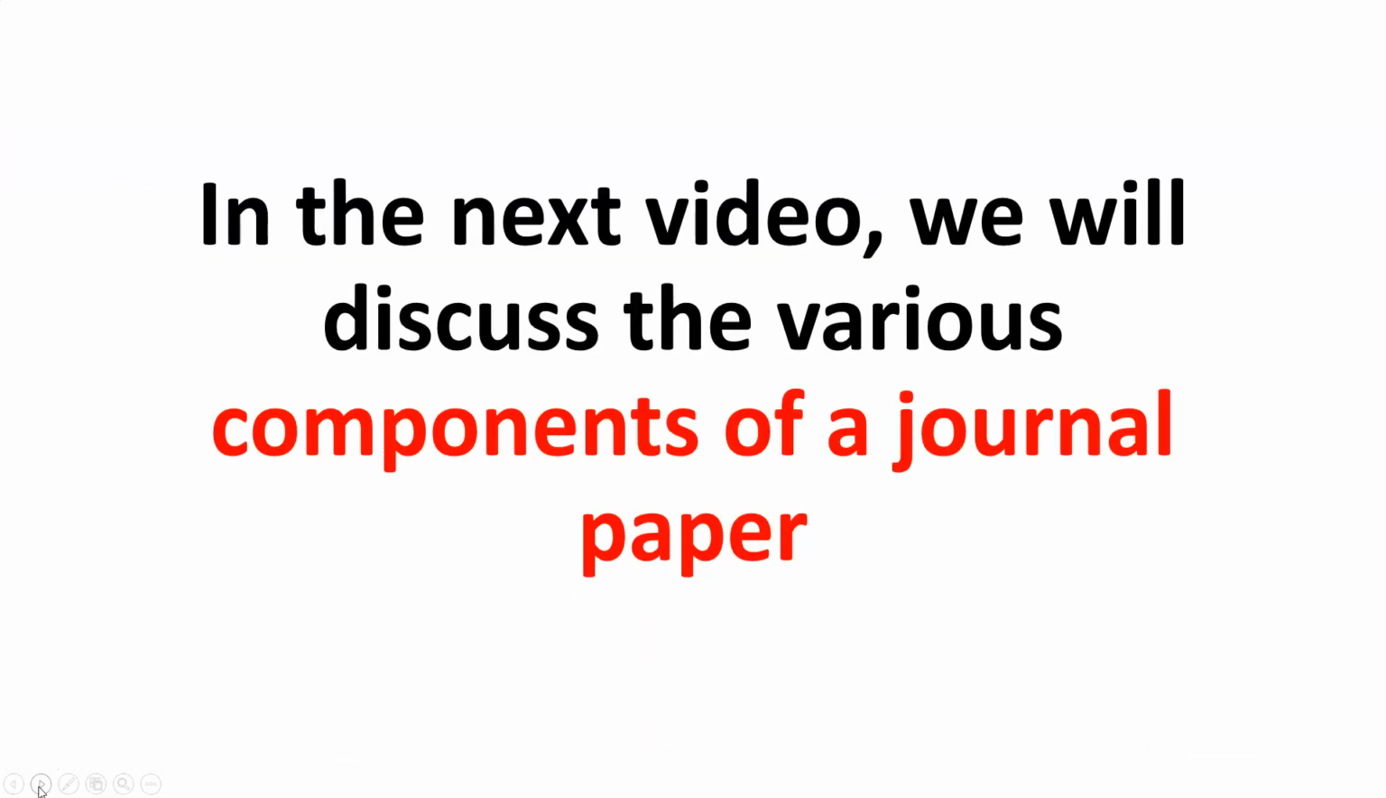In the next video, we will discuss the various components of a journal paper. We want to look at each of those components we have listed, like title, introduction, abstract, and all those things. Discuss results and discussion and conclusion. We want to look at each component and see what are the details we need to consider under each of them. See you in the next video.